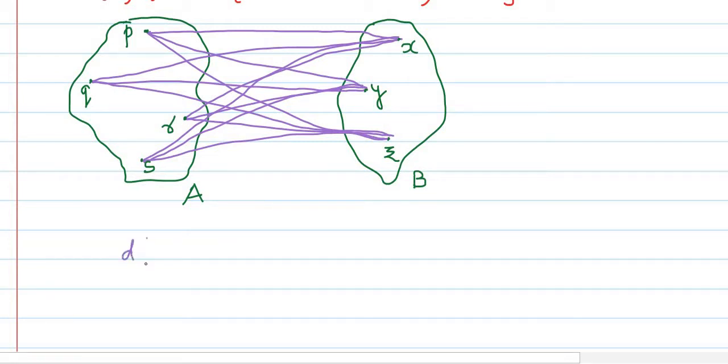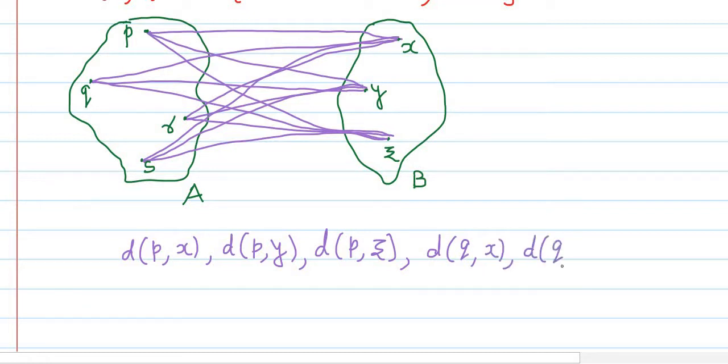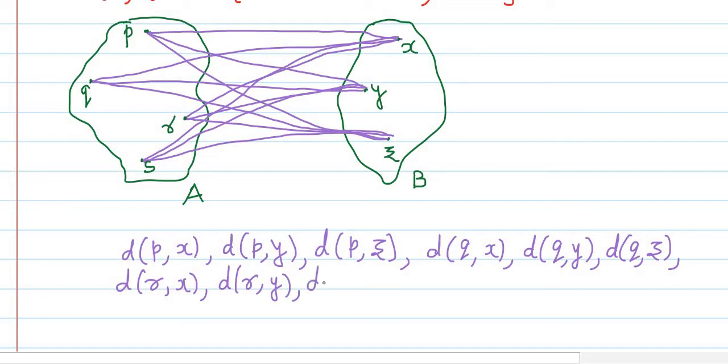The distances are: the distance of P from X, the distance of P from Y, the distance of P from Z; next, the distance of Q from X, the distance of Q from Y, the distance of Q from Z; the distance of R from X, the distance of R from Y, the distance of R from Z. Next, the distance of S from X, the distance of S from Y, and the distance of S from Z.